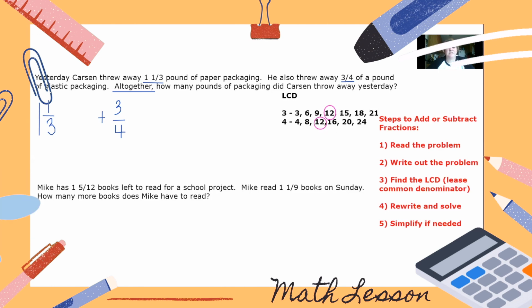We are now going to use that 12 and go to step number 4 and rewrite our problem. So we have to rewrite our problem using 12 as a denominator. So my problem is now going to read 1 and something over 12, and this one will read something over 12.